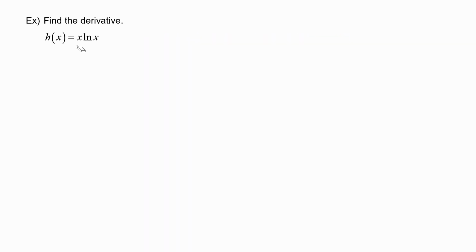Because we have x times natural log of x, we know that we are going to have to use the product rule to find this derivative. So h prime of x is going to equal, let's jot down f prime g plus f g prime, so we don't forget any parts.